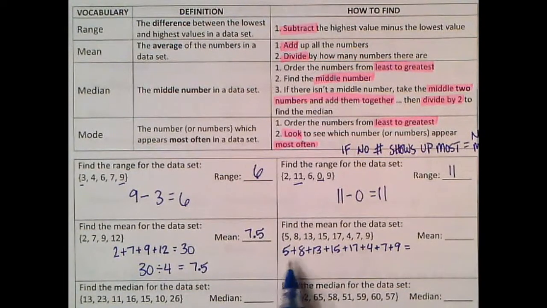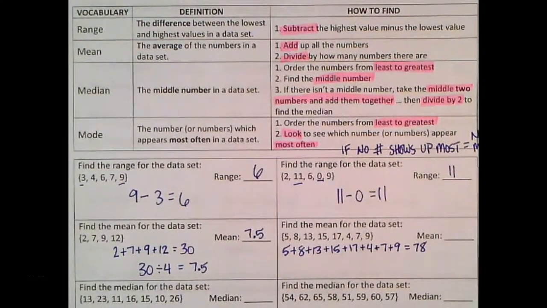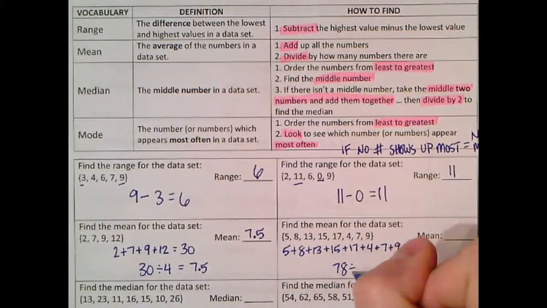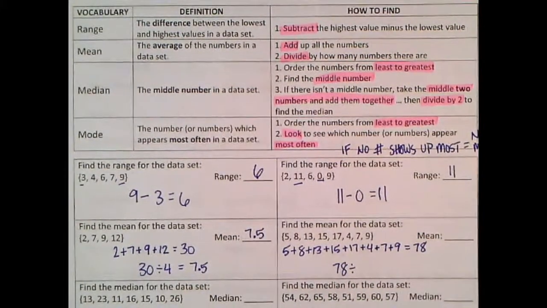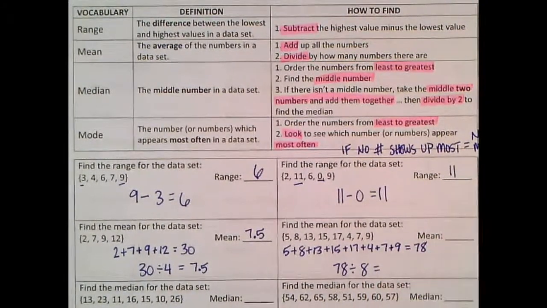All right, adding all of these up together, we get 78. And then we're simply going to take that value, 78, and divide it by how many data points there are in our data set. And so we take a look, we've got 1, 2, 3, 4, 5, 6, 7, 8 pieces of data in that data set. We're going to do 78 divided by 8. Go ahead and do that right now.